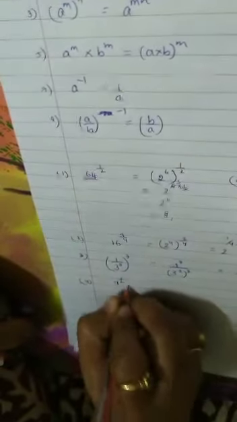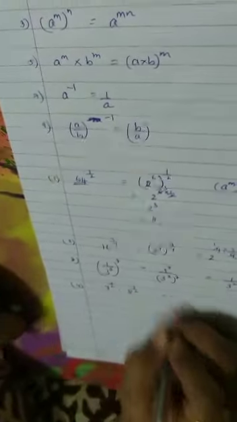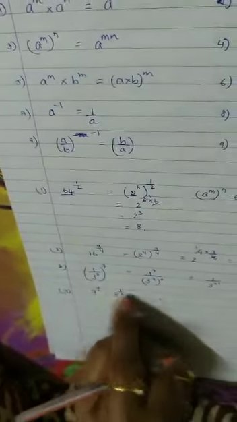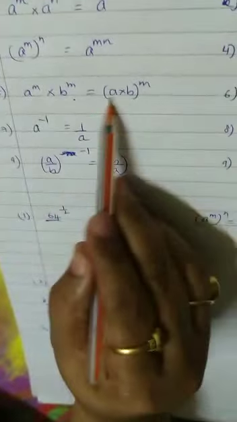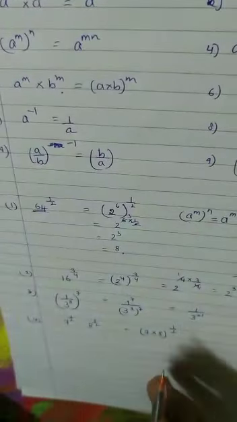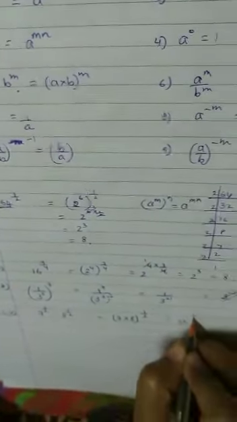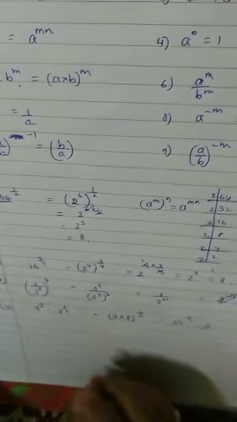One last question before I end this. 7 raised to half into 8 raised to half. Now in this case the base is different but the index is same. So in this case what are we going to write? We will write 7 into 8 the whole raised to half. Which identity did I use? I used this identity: a raised to m into b raised to m. We multiply both, the whole raised to m, because the index was same. So the answer is 56 raised to half. Right? So with this we have completed your first chapter.